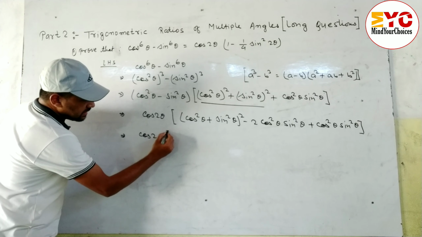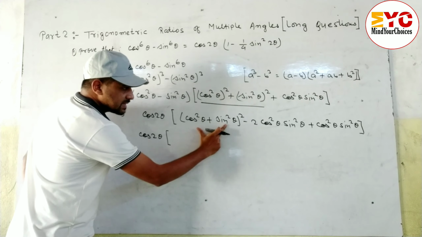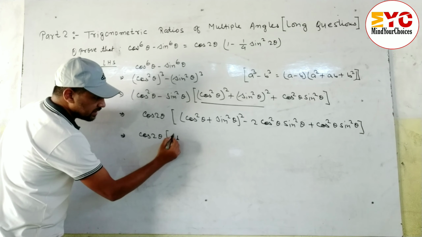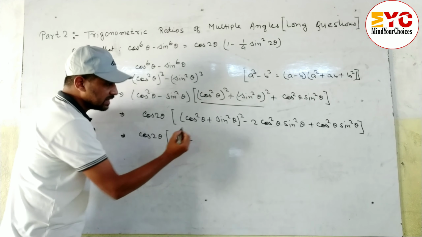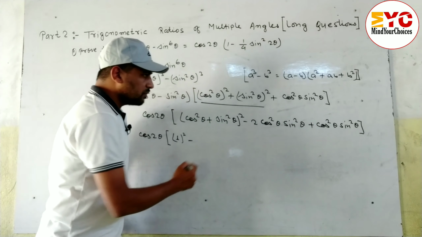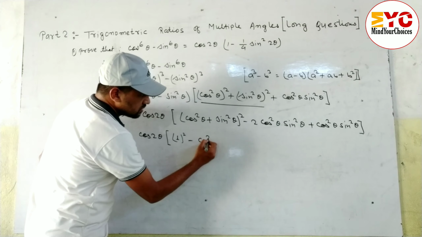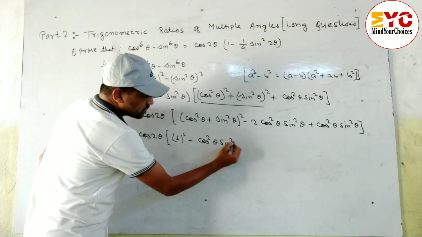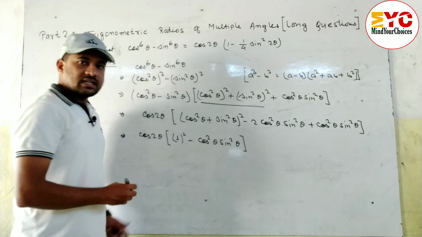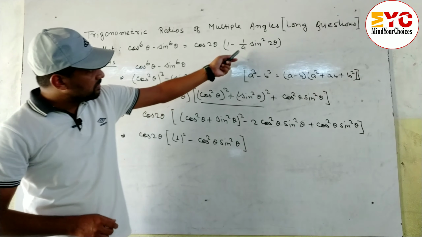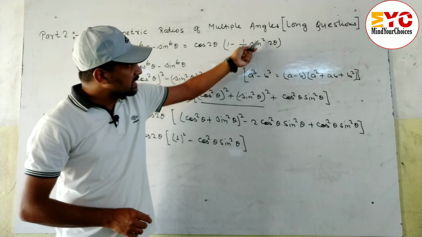Cos 2 theta: cos square theta plus sin square theta means 1, so we have to write here 1 whole square, 1, and when you subtract this 2 we get cos square theta sin square theta. Hope you understand up to here. Now look at here, we have to prove 1 by 4 sin square 2 theta.